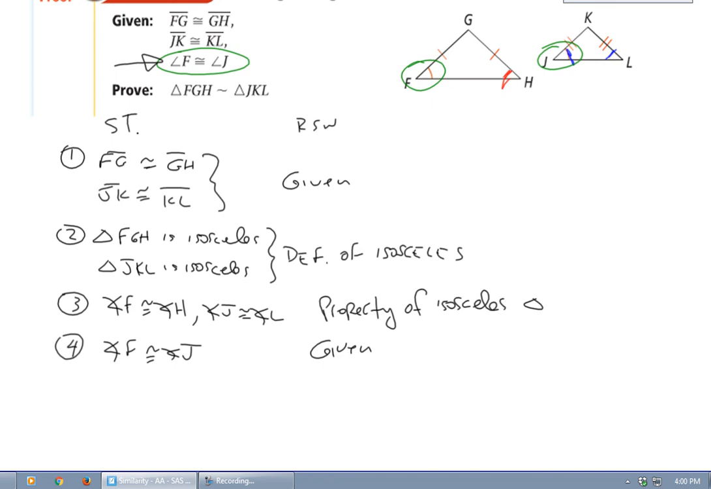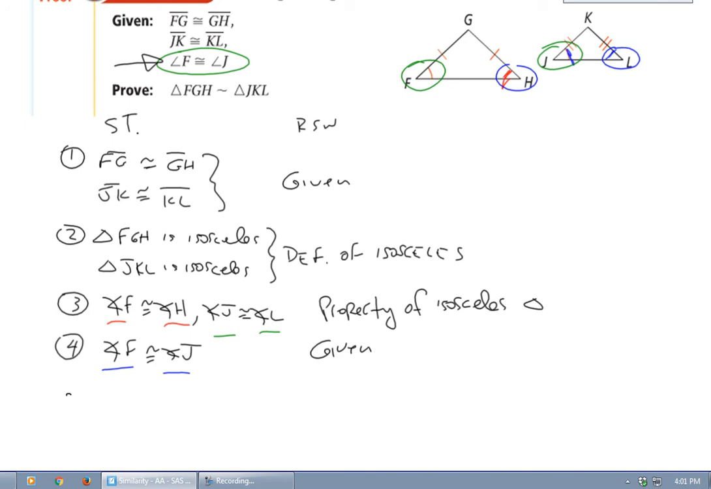Reason for that? Well, it's given. Okay, so let's see what I've got here. I've got angle F is congruent to angle H, right over here. I know angle J is congruent to angle L. And I know angle F is congruent to angle J. What I really want to say is that angle H and angle L are congruent. How do I do that? Well, let's see. So I'm looking to show that angle H and angle L are congruent. I know F is equal to J, and I know F is equal to H. So that means J is equal to H, right?